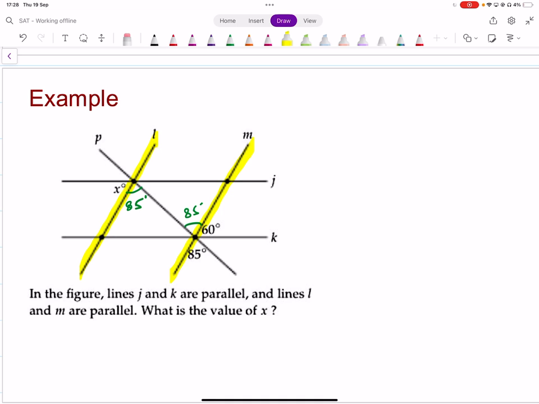What about x now? If this is 60, what else can we do now? How can that be 60? It's a straight line. 180 minus 60 minus 85, what's that? 35. This is going to be 35. And if this is 35, this is also 35, alternate angles. And then you'd say x is 180 minus 85 minus 35, which is 60, right?